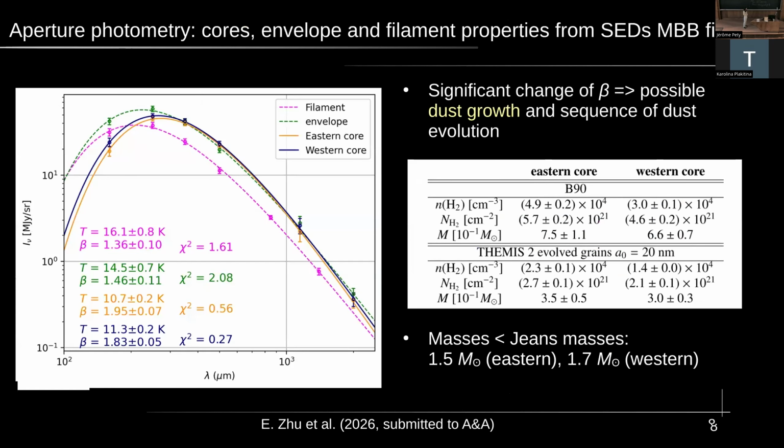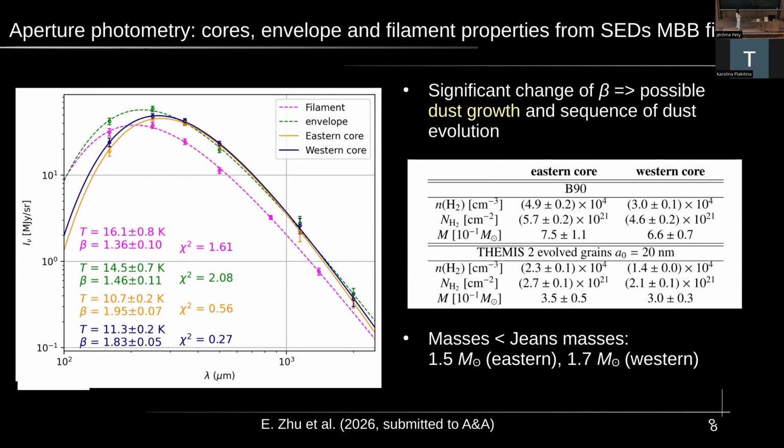And the resulting SEDs and the fitted MBB function for the structures are shown here on the left. So you can see that for the two cores, they have similar dust properties, like temperature of 11K and beta around 1.9. But the envelope and filament have clearly higher temperature and lower beta. So this significant change of beta shows that we might have a grain growth in the center of the cores.